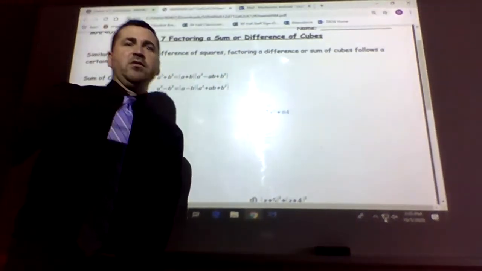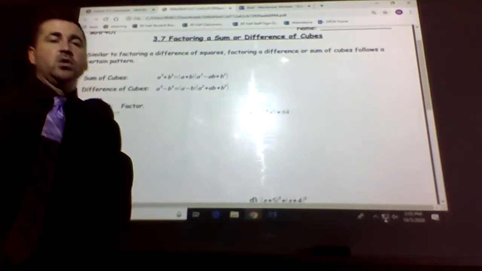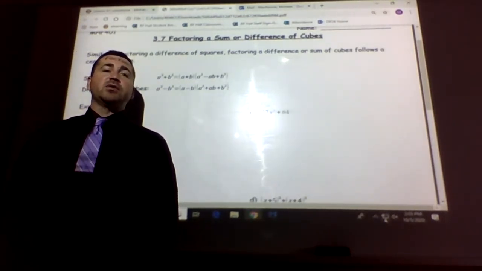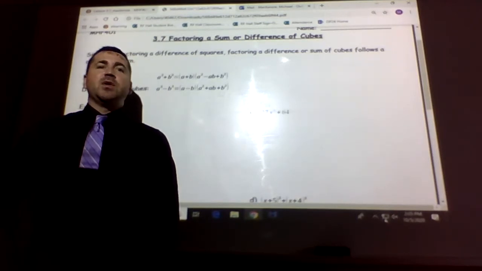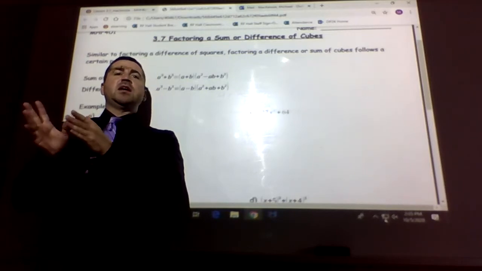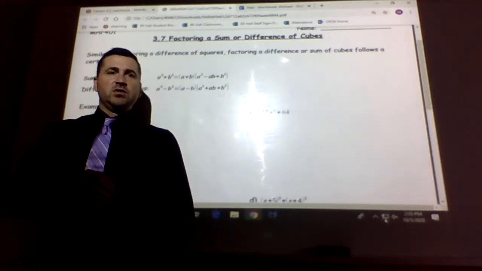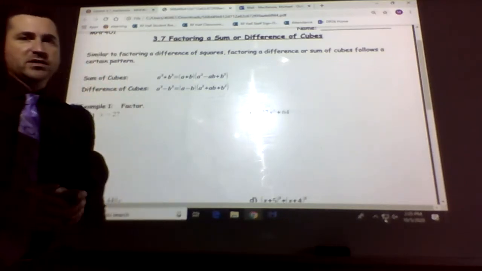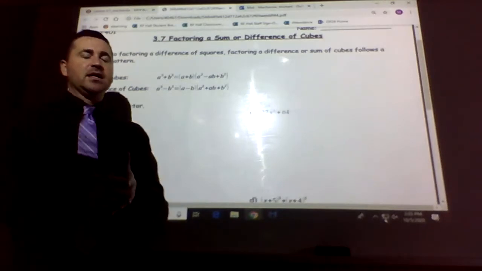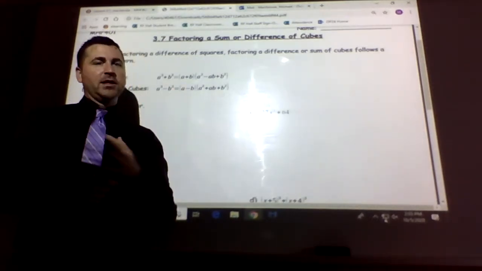Okay, 3.7, factoring a sum or difference of cubes. This is similar to when you do difference of squares. You had two brackets, you square root the first term and square root the second term, and then you put that in both brackets, then you put a plus and a minus, right? So factoring a sum or difference of cubes follows kind of the same idea, where you can factor it based on a formula.